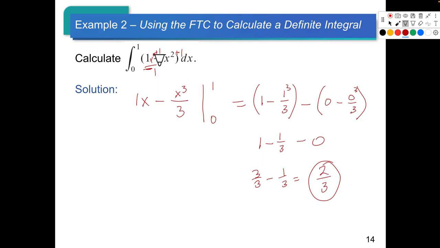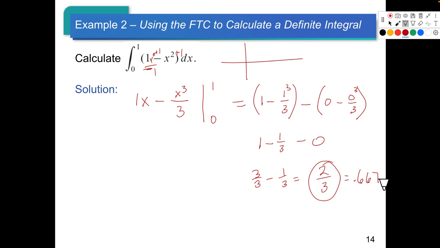Okay. If you were to graph the original function, 1 minus x squared, it'll be some kind of parabola. And then if you went from 0 to 1, you would find that the area was 2/3, or 0.667, right? 0.6666 repeating, 2/3.